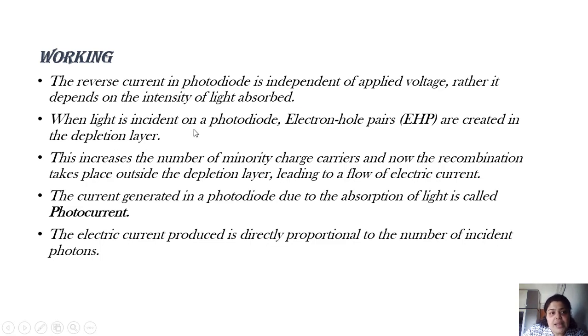So, when light is incident on a photodiode, electron-hole pairs, commonly known as EHP, are created in the depletion layer. This increases the number of minority charge carriers, and now the recombination takes place outside the depletion layer, leading to a flow of current. And this current which is generated because of photons, because of absorption of light, is known as photocurrent.